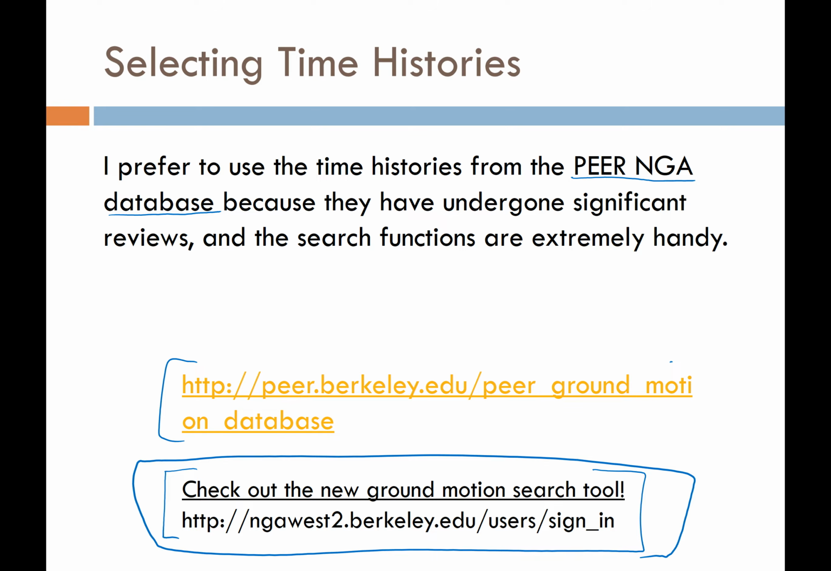We've already introduced it or talked about it, but that's the database you go to search for earthquake time histories from the NGA West 2 crustal source database. To access this database, you do have to create an account and you will have a sign-in. It's free, there's no charge. They just want to track who's using their database.